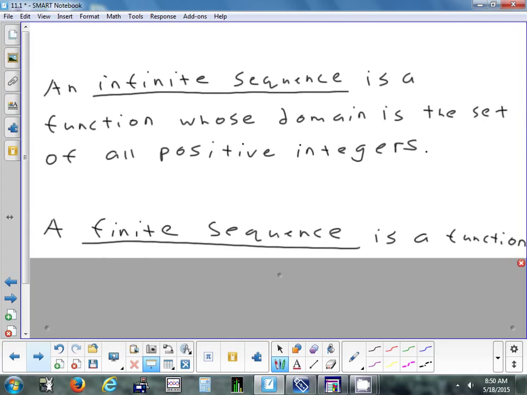All right, so there's a couple different kinds of sequences, infinite and finite. An infinite sequence would be defined by a function whose domain is the entire set of positive integers. We'll never look at plugging negative integers into a function because that would represent terms before your sequence started, which doesn't make sense. So an infinite sequence is defined by a function whose domain is the set of all positive integers, with no end.